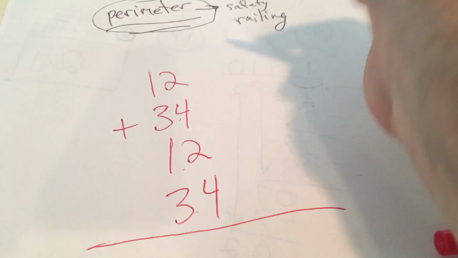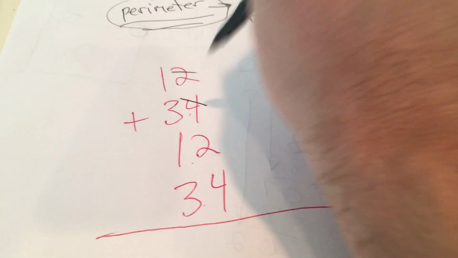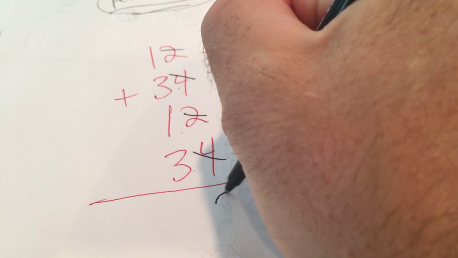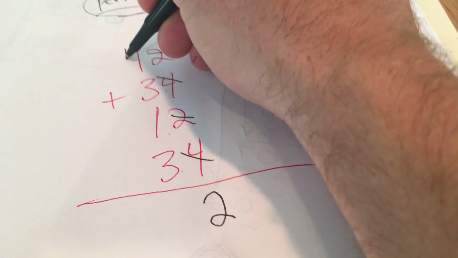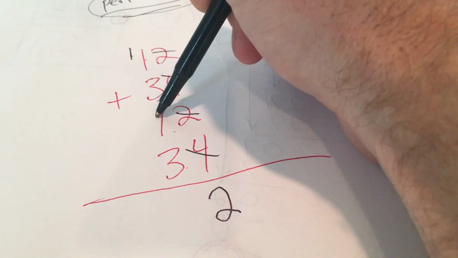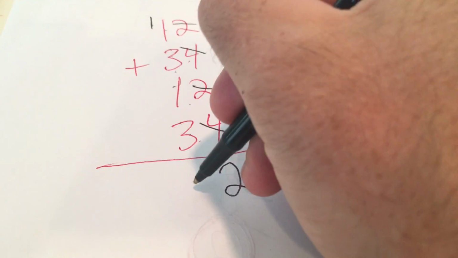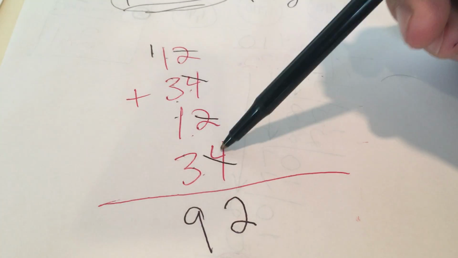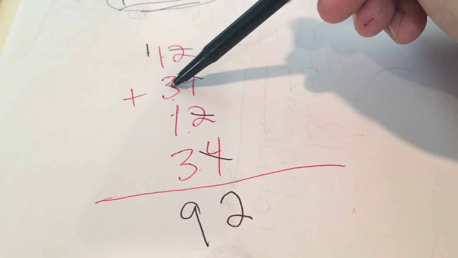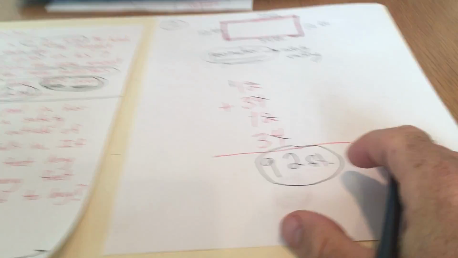So we're going to add up all the ones first. 2 plus 4 is 6, plus 2 is 8, plus 4 makes 12. So we're going to write the 2 ones and carry the 10. 1, 2, 3, 4, 5, 6, 7, 8, 9. I'm just going to check it real quickly. 4, 6, 12. 1, 2, plus 3 is 5, 6, 9. So 92 feet of railing is how much she needs.